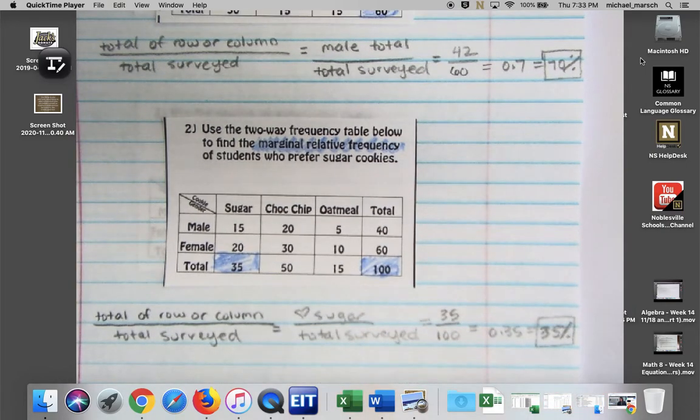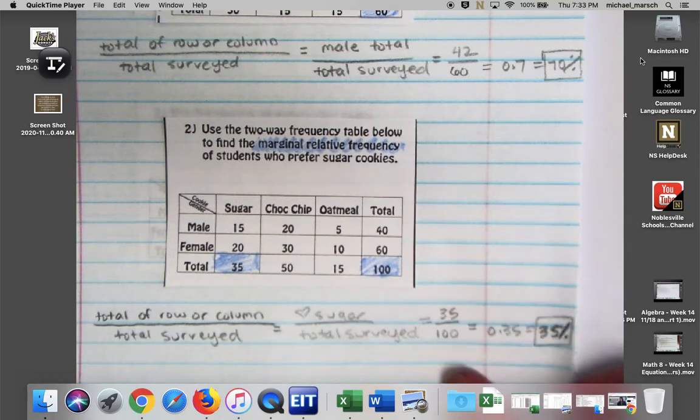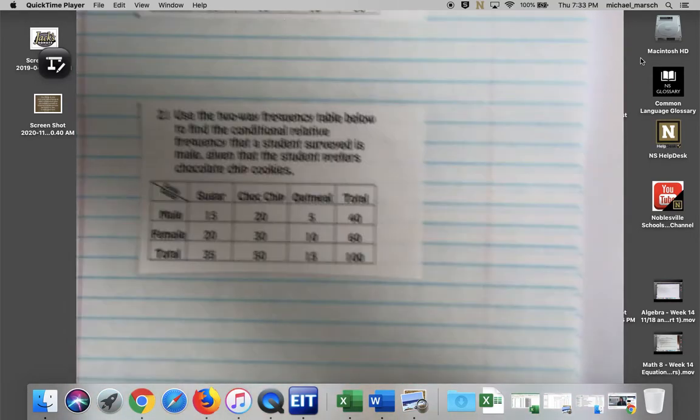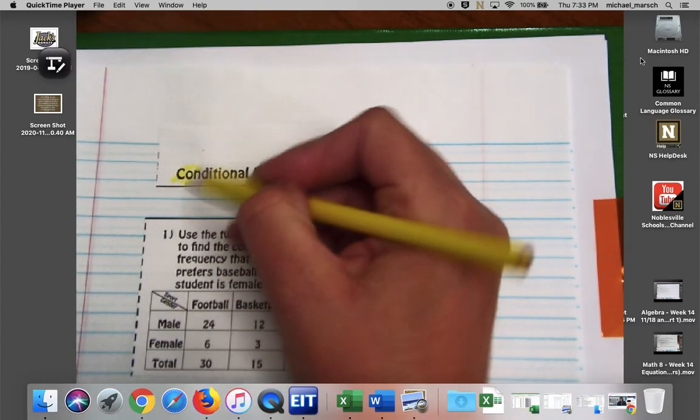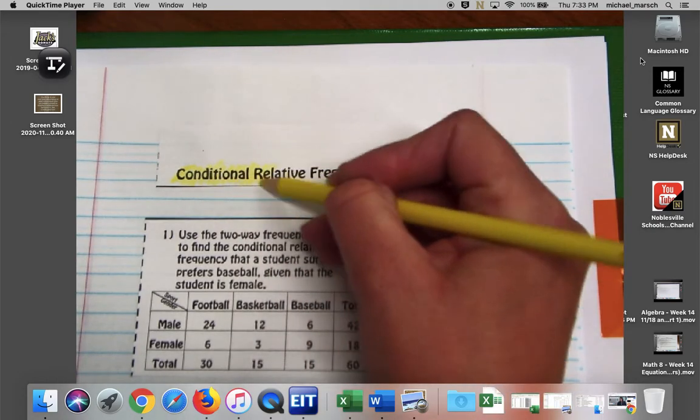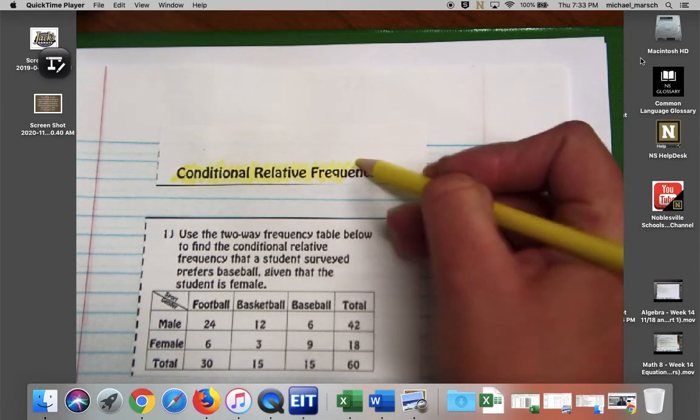Okay, so there is our marginal relative frequency. Now on to, and I'll pause, so if you need to, finish copying. Okay, now we're going to move on to conditional relative frequency. So this is usually the point where students are like, I got this, Mrs. Marsh. This is so easy. This is great. And then the wheels come off, and you all lose your minds when it comes to conditional. Okay, same thing. We're just going to take it slow. We're going to stay organized. And you guys are going to do great.